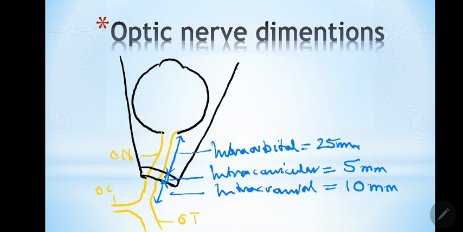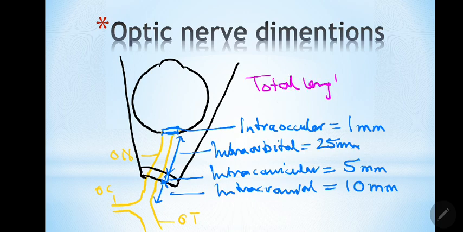So how much is the total length? You can calculate it. Don't forget that there is also this portion of the optic nerve, which is part of the optic disc. Remember, it passes through the choroid and then the sclera that forms the lamina cribrosa. This portion is called intraocular or intrabulbar, and is around 1 millimeter. So the total length of the optic nerve will be 41 millimeters, or around 4 centimeters.